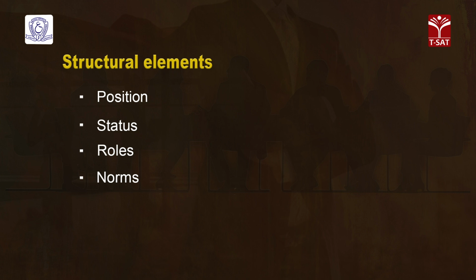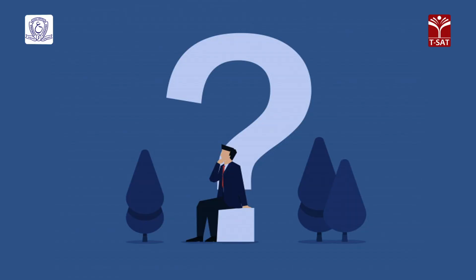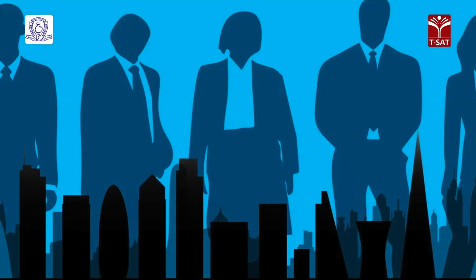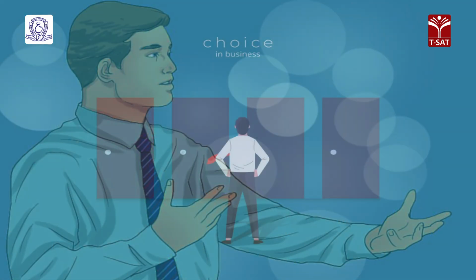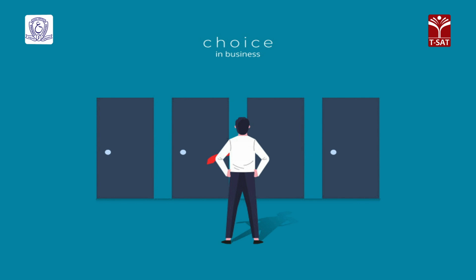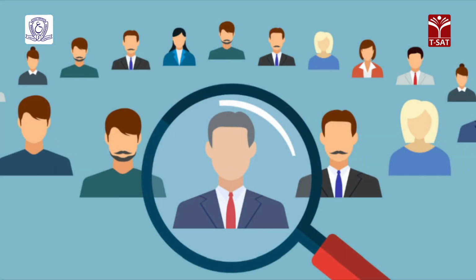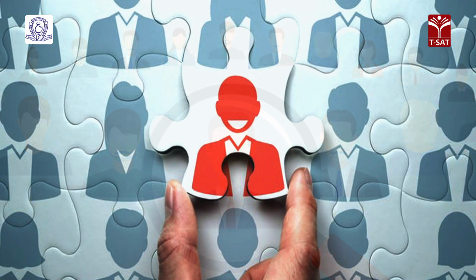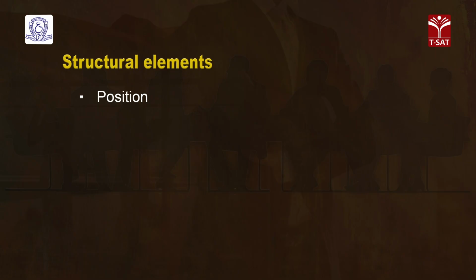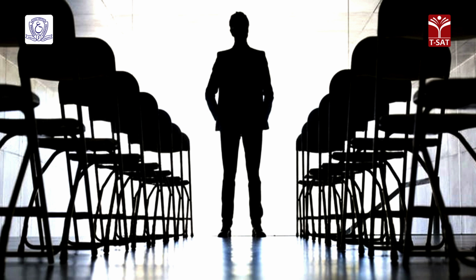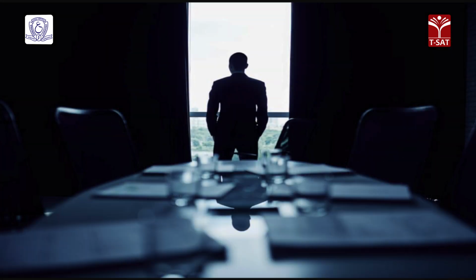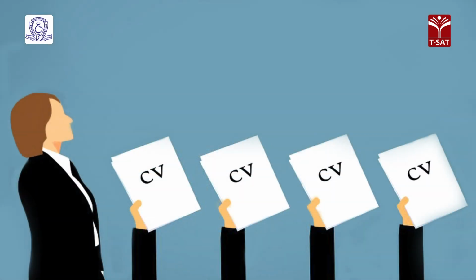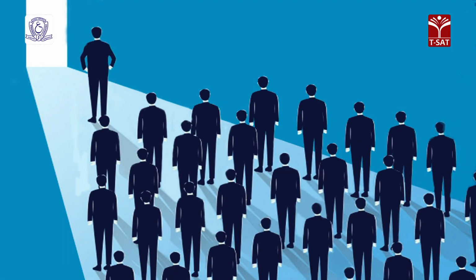The first one is position, which is the rank a person holds within a group. According to the position of a member in a group, he or she might get status and a role to be followed. So, position is associated with status. Now, coming to the second structural element, status. Status is the prestige associated with the rank a person is holding in a group. The higher the status a member holds, the more he or she will be valued and considered prestigious.